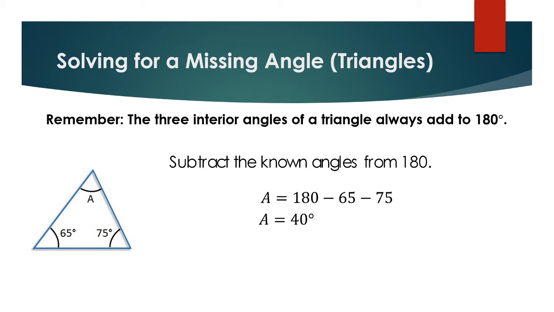Some teachers prefer if you were to write it like this. A equals 180 subtract the bracket 65 plus 75. And it's the exact same thing. You will still end up with the answer of 40 because you will do your brackets first. You would get 140, and then 180 subtract 140, you would get 40 degrees. Either way is completely acceptable.